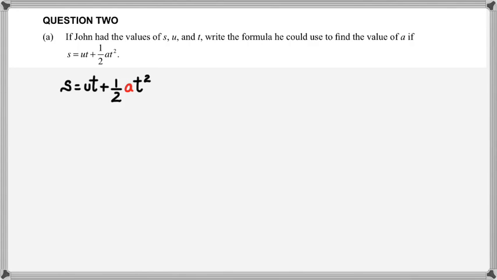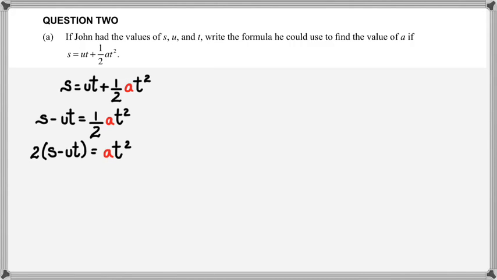So the first thing I want to get rid of is the UT. If I bring the UT to the left-hand side, I've got S minus UT equals half AT squared. And then from here, what do I got to get rid of? I want to get rid of the 2 next. If I want to get rid of the 2, I bring it to the left-hand side, and I'm multiplying. So I've got 2 multiplied by S minus UT equals AT squared.